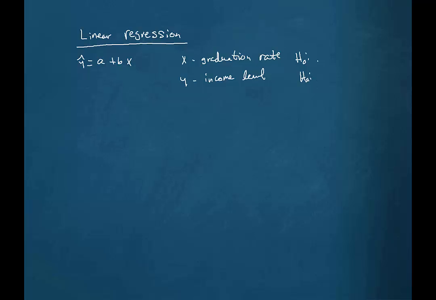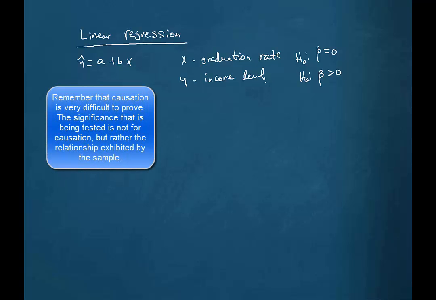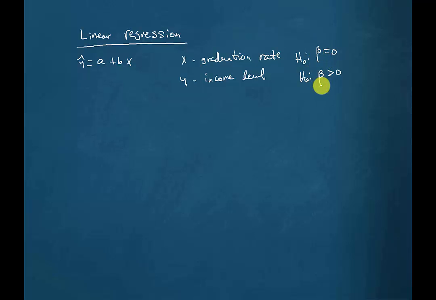So if we were to look at hypotheses for testing that relationship, our null hypothesis would be that beta is 0, and our alternative hypothesis would be that beta is greater than 0. We expect there to be a positive relationship there. In other words, we expect that as graduation rate goes up, income level should go up. At this point, it should be stressed again that causation is very difficult to prove. The significance that is being tested is not for causation, but rather the relationship exhibited by the sample. Remember that beta is our population parameter for which b is our estimating sample statistic.